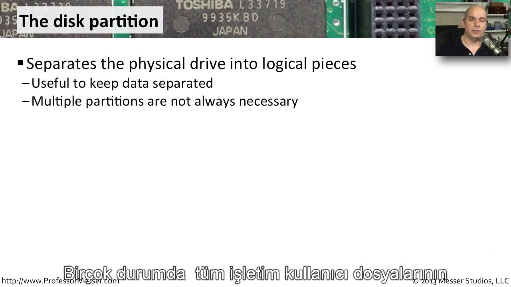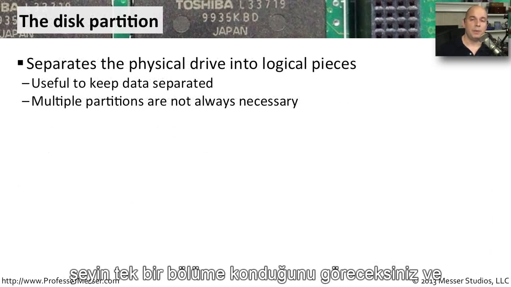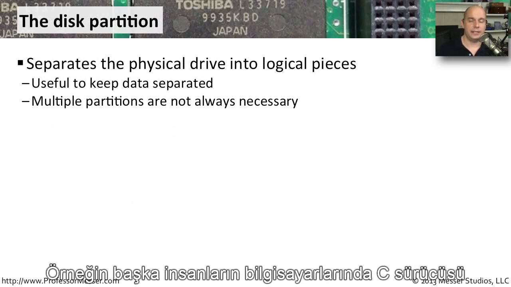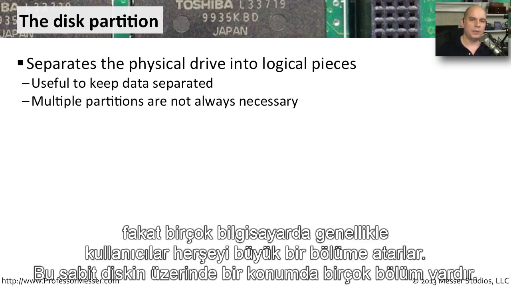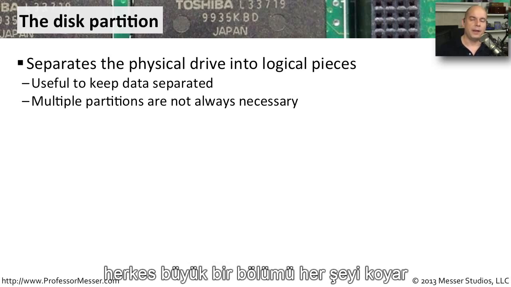In many cases, though, you'll find that the entire operating system, the user files, and everything else is simply put on a single partition. And you'll see everything, for instance, on the C drive. On other people's computers where they're separating it out, they might have a C drive, a D drive, and an E drive. It's really up to how that user likes to work, but in most places you usually find that everybody puts everything on one big partition.